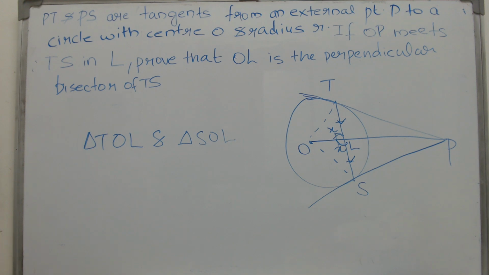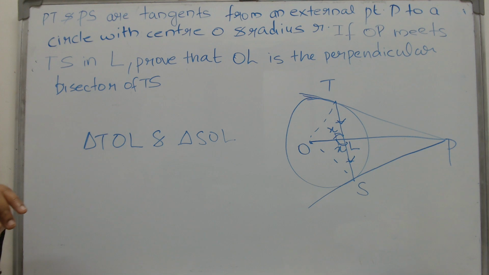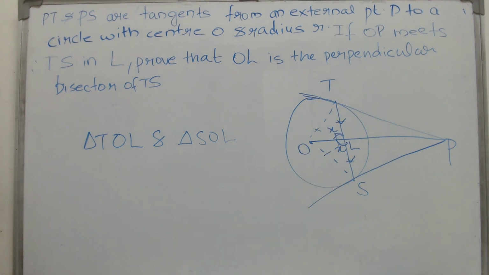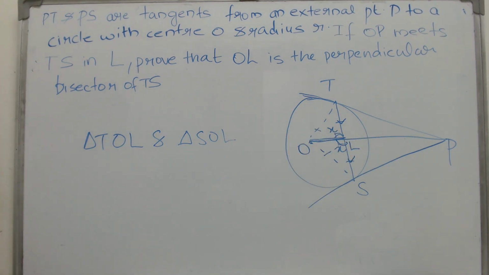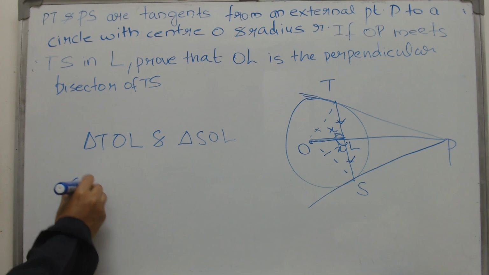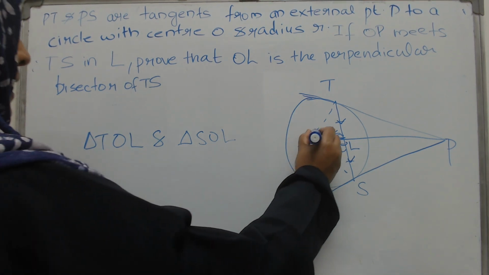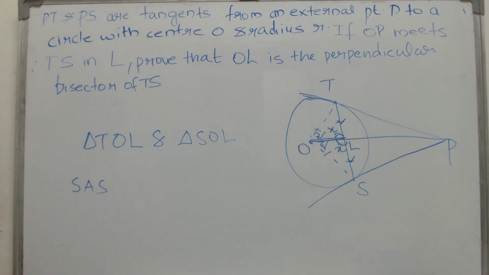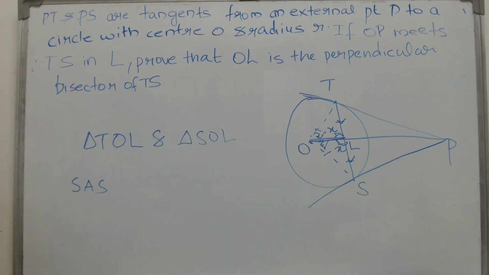What is it? We get only 2 points of congruency. Which one will be that? OT and OS will be the radii and OL will be the common side. Now, to apply SAS congruency, what do you need? You need to prove that these two angles are equal. There we are stumped. Now our problem is, how do we prove that these two angles are same?